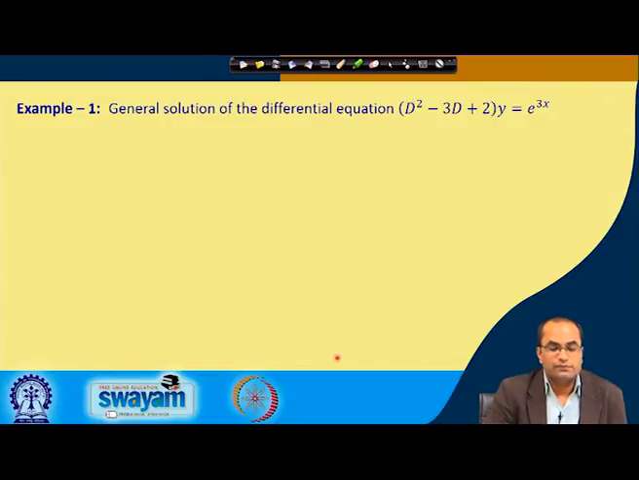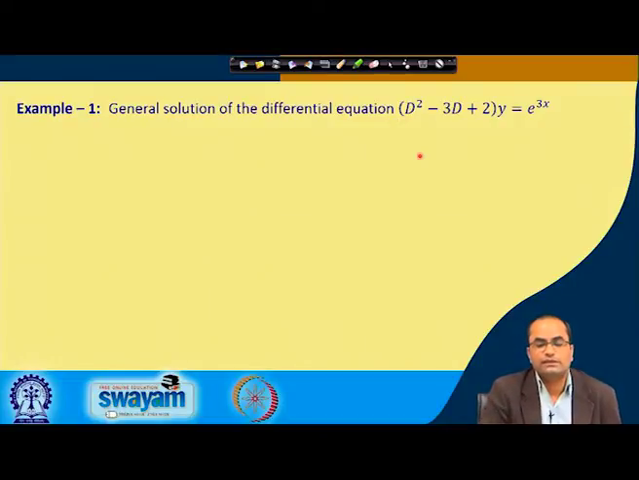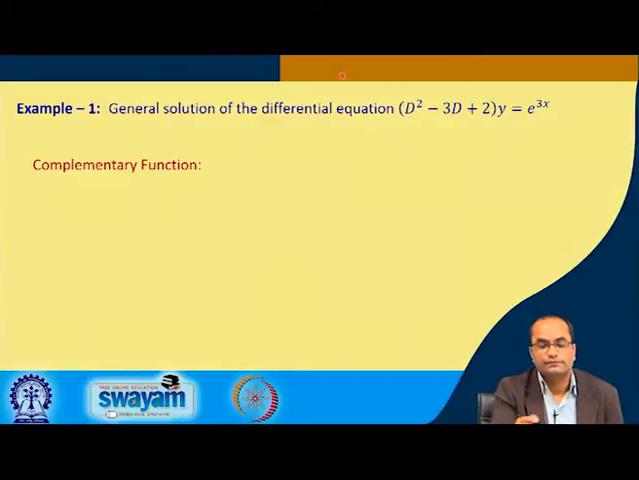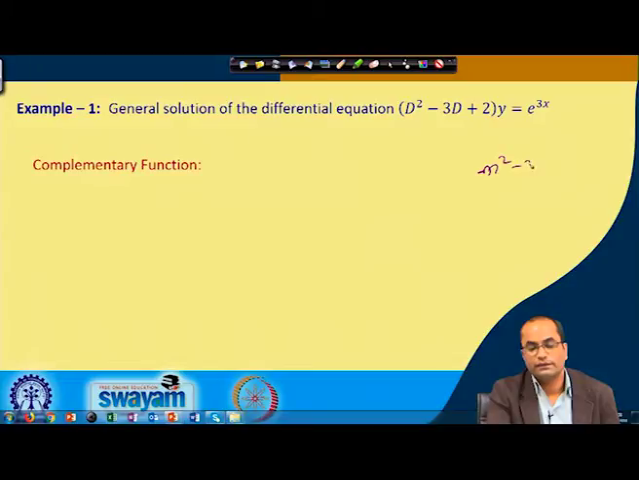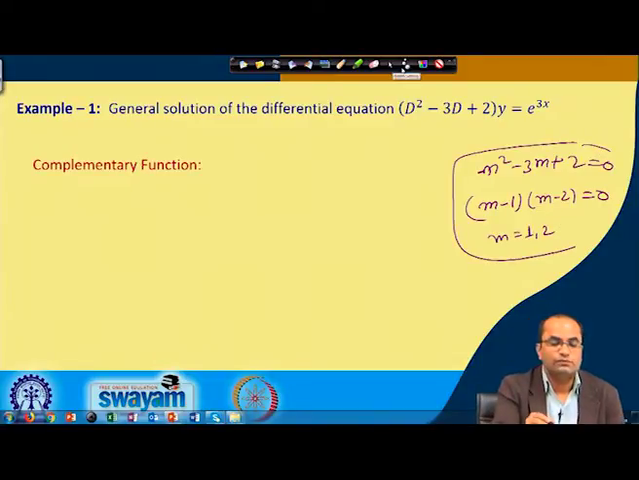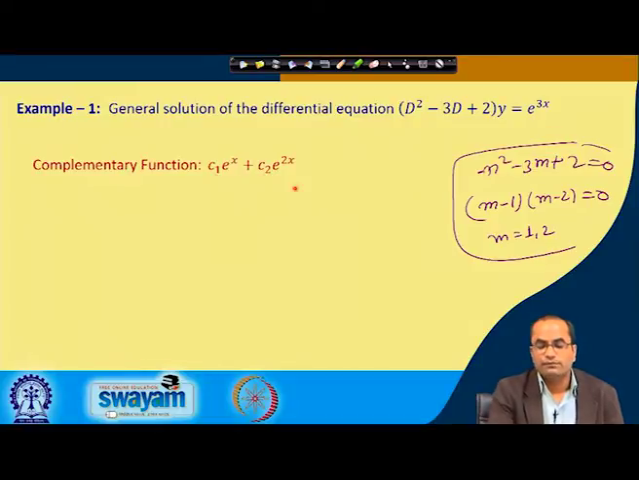So, we see some examples now. The first is to find the general solution of the differential equation D square minus 3D plus 2 y is equal to e power 3 x. So, for the complementary function, we write down the auxiliary equation here: m square minus 3m plus 2 is equal to 0, and this will have the solution (m minus 1)(m minus 2) is equal to 0. So, the roots are 1 and 2. Having these roots here, we can write down the complementary function: c 1 e power x plus c 2 e power 2 x.